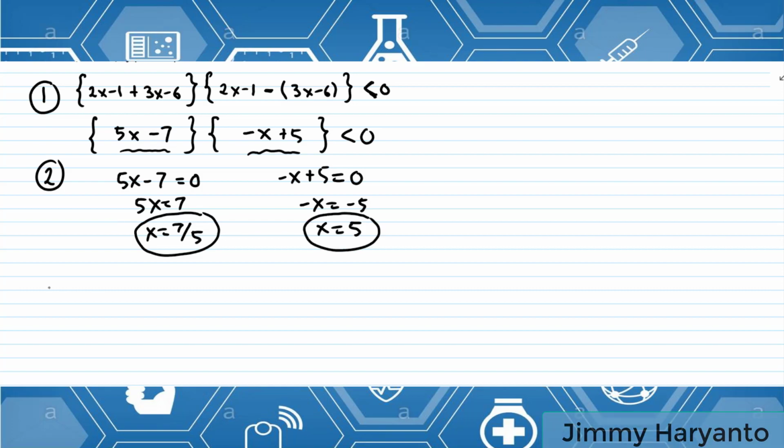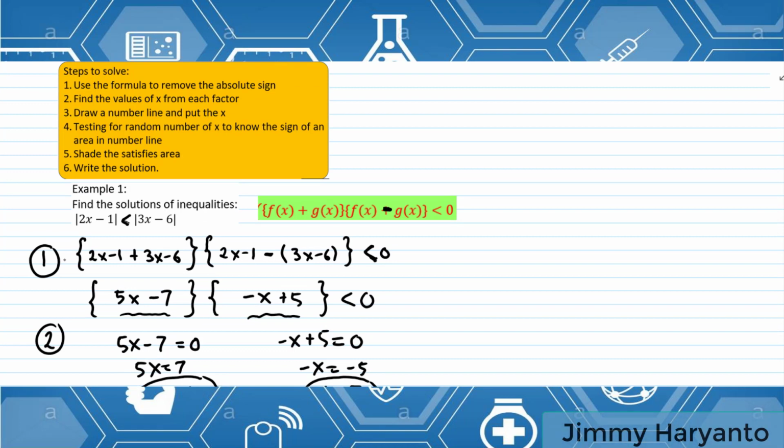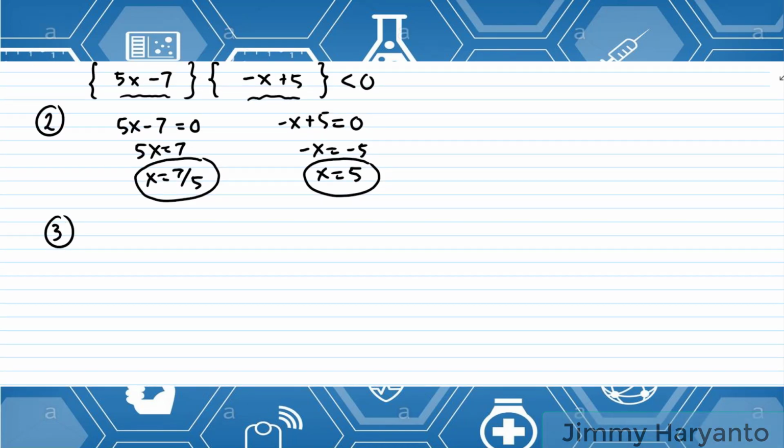And then number 3. What does number 3 say? Draw a number line and put the x. Draw the number line and then put the x. Which one is smaller, 7 over 5 or 5? 7 over 5. Okay, 7 over 5 and then 5. We did not color the dots because there is no equal sign. So leave it like that.